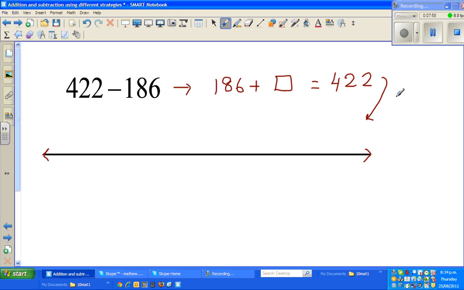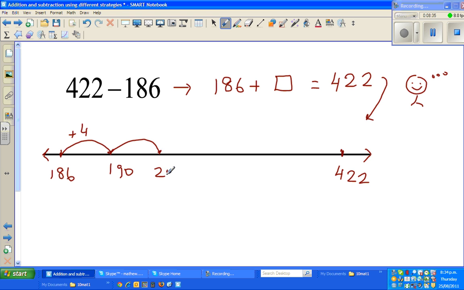So this is my thought. I'm standing here and I'm thinking: 186 plus what gives me 422? I'll start with 186 here. This is not drawn to scale, and this is 422. I'll reach the nearest tidy number, which is 190. That's pretty easy, you have to go 4 to the right. That's why it's plus. Then I'll go to the next tidy number, which is 200. That is 10.